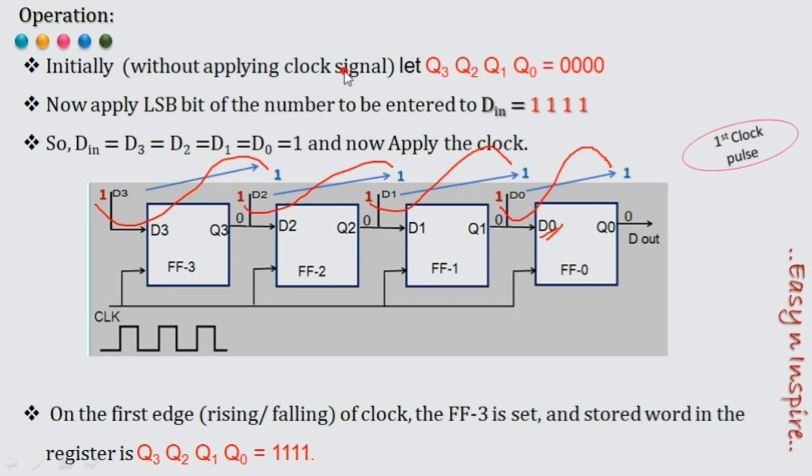See here, I am applying four ones as input parallelly and this is my output. Please pay attention, this is my output, but not all of this. I am taking my output serially, so here I have to take my output. So this is my output, and 1 1 1 1 is the data stored in the register. Please pay attention, whatever I have entered, the data is stored in the register. And my output is 1. So the Q3, Q2, Q1, Q0 values are four ones.